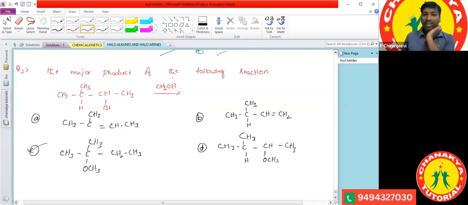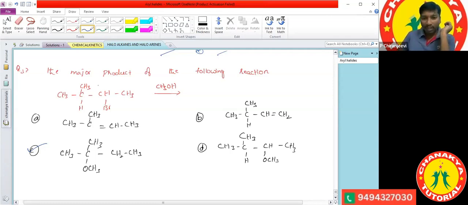Okay, now actually we can expect the answer is D. So in place of bromine, we can substitute the OCH3. But the given alkene is unsymmetrical. The given one is unsymmetrical. They're asking clearly for the major product.